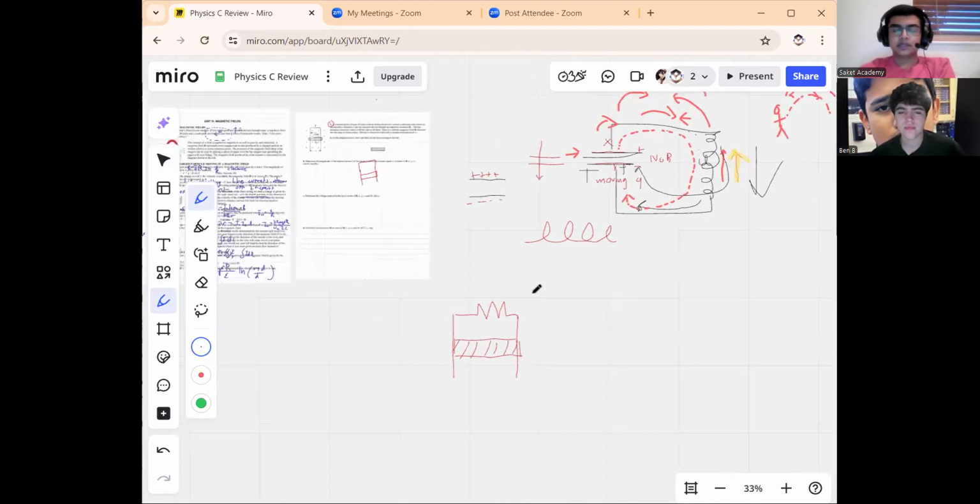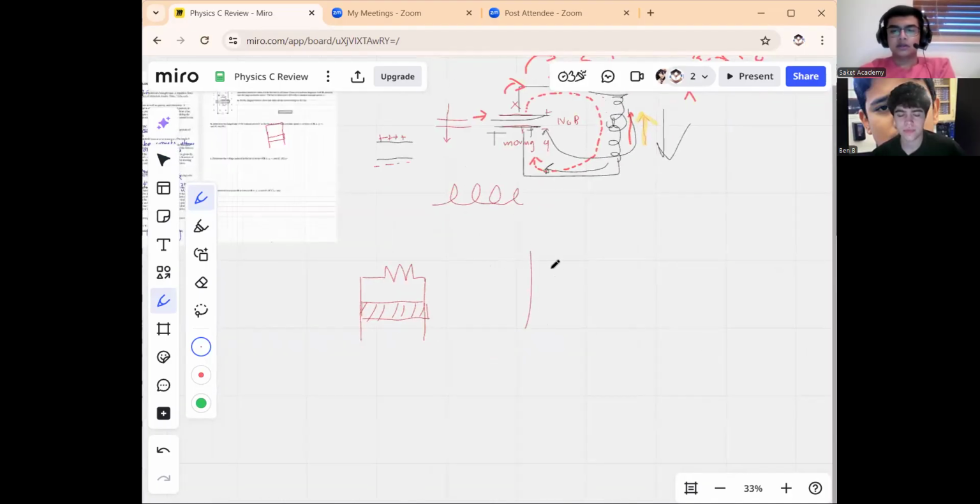That, or you're moving through magnetic fields. Last year it looked something like this on the exam. When you say the exam, do you mean the AP, mock or the actual AP? The actual AP exam. This was the actual AP FRQ.